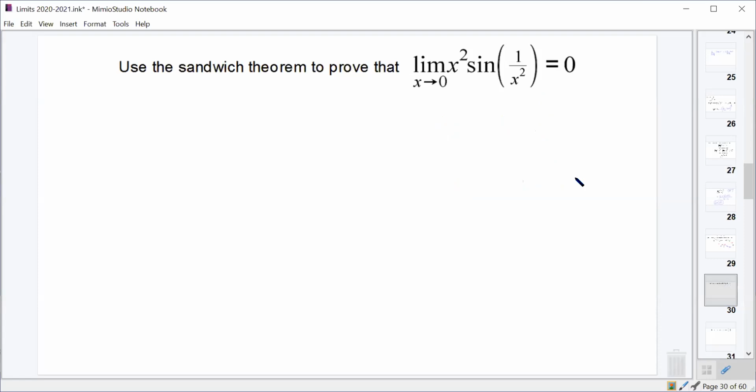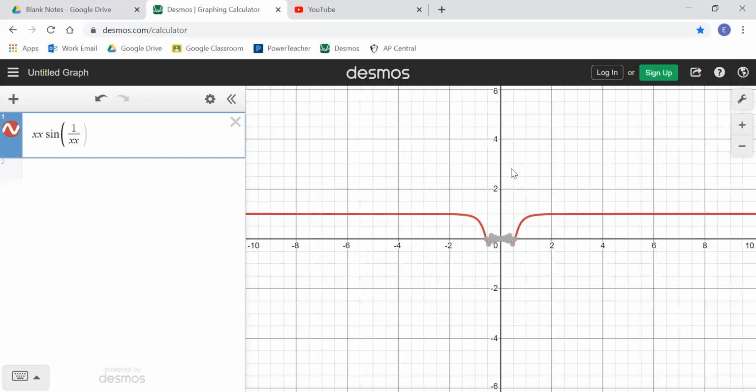What we're going to do is use the sandwich theorem. And in order to use the sandwich theorem, we're going to first take a look at what the graph of this function looks like. There it is. You guys see it on Desmos now? Sort of.